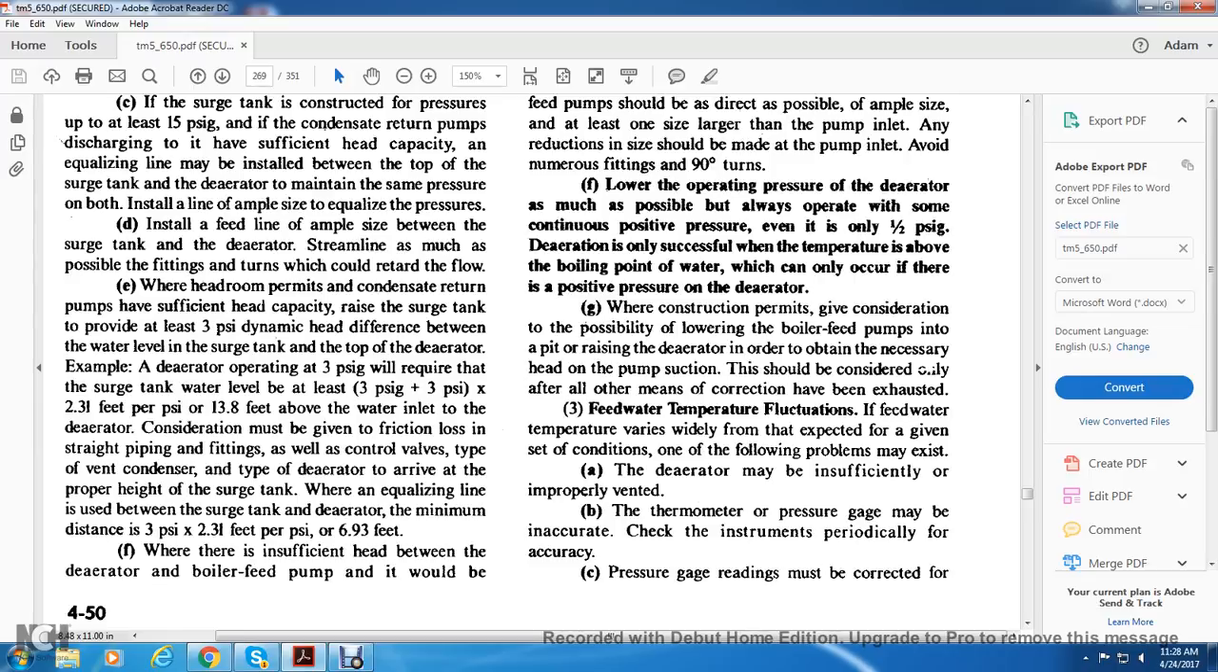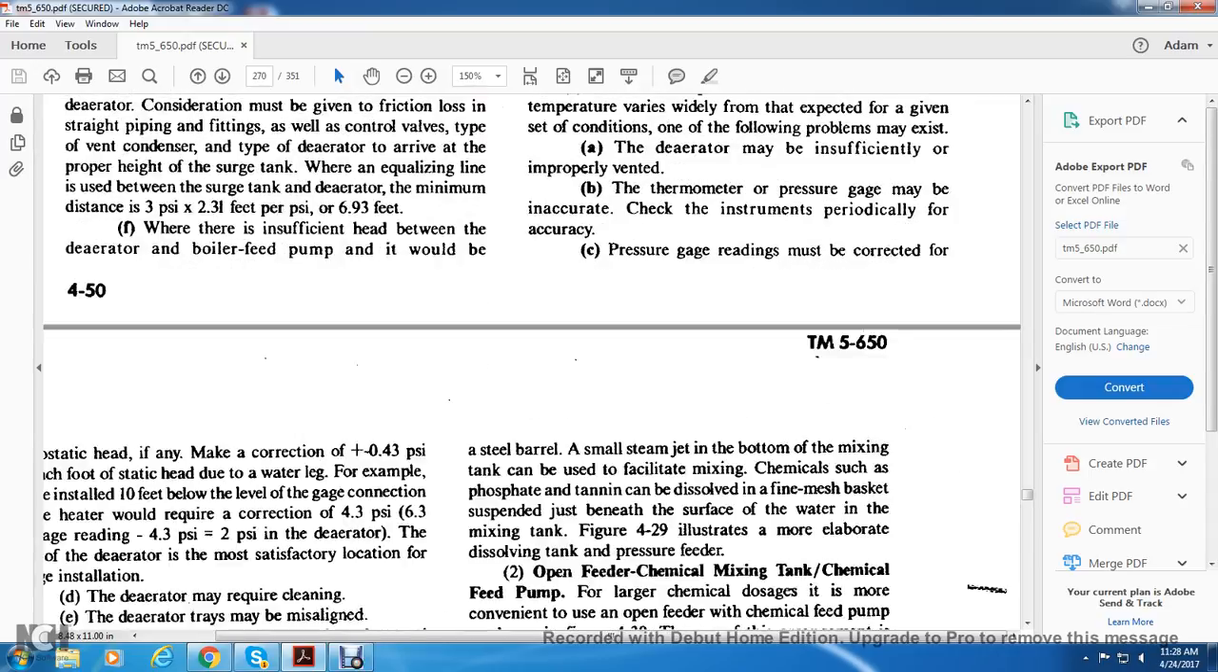3. Feed water temperature fluctuation. If the feed water temperature varies widely from the expected as given by the design conditions, one of the following problems may exist. A. The deaerator may be insufficiently or improperly vented. B. The thermometer and pressure gauge must be inspected, and the instruments checked for accuracy. Pressure gauge readings must be corrected.